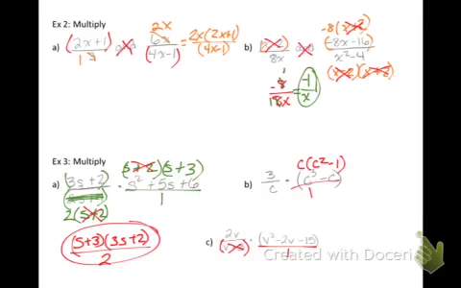Can I reduce anything that's on top and the bottom? Yes, c and c squared. c and c. Now it's 3, so it's going to be 3 times what? c squared minus 1. We're not finished. Is anything else on the bottom? Just a 1.